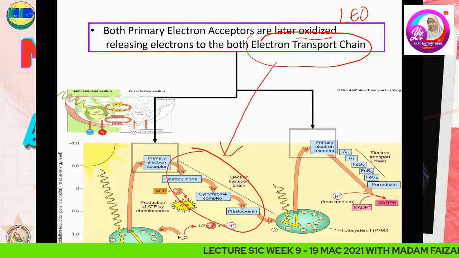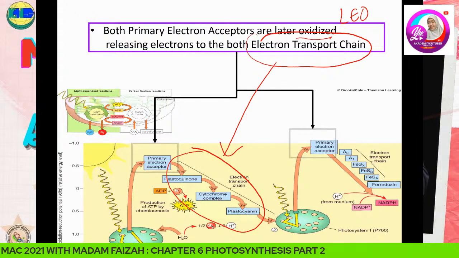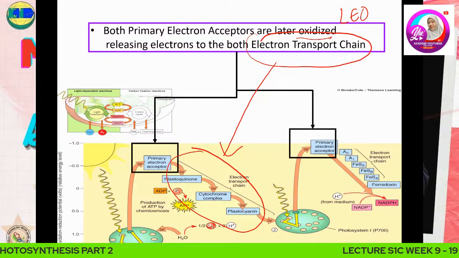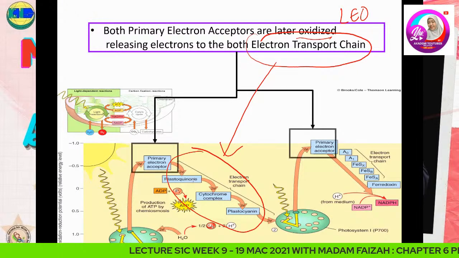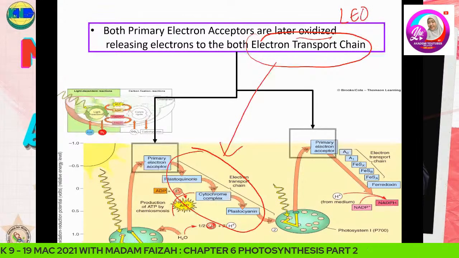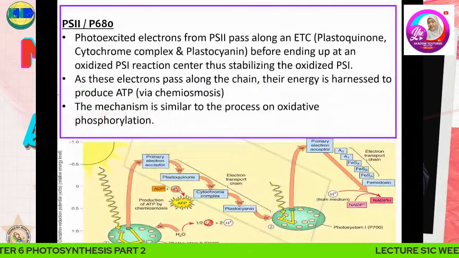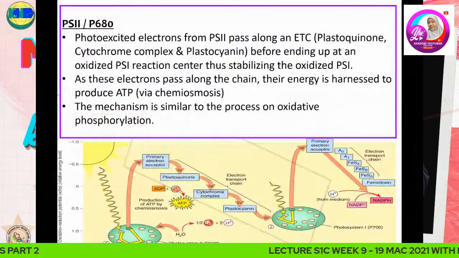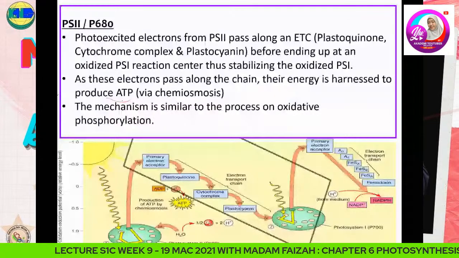Here, it involves the electron transport chain. So electrons will pass. The primary electron acceptor is oxidized, and the electron will be accepted by plastoquinone, which is reduced. This will produce ATP, so this is the pathway to produce ATP. Photosynthetic electrons from PS2 pass along the ETC, and it will produce ATP via chemiosmosis.